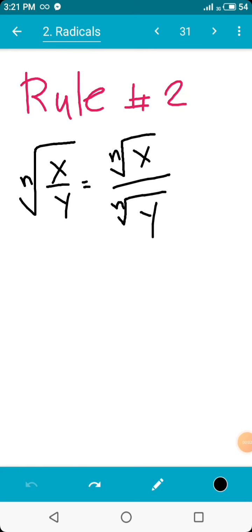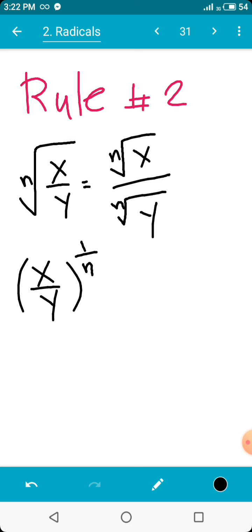Okay, so punta na tayo sa ating rule number 2. So, we have your nth root of x over y is the same when we write it as nth root of x over nth root of y. Okay? So, paano ito nabuo? Balikan natin yung fractional exponent. Okay? So, isulat natin to as fractional exponent. So, it will become open and close parentheses x over y raised to 1 over n.